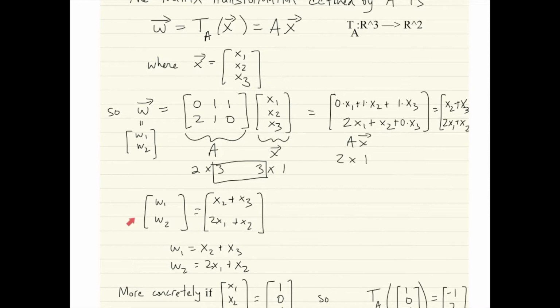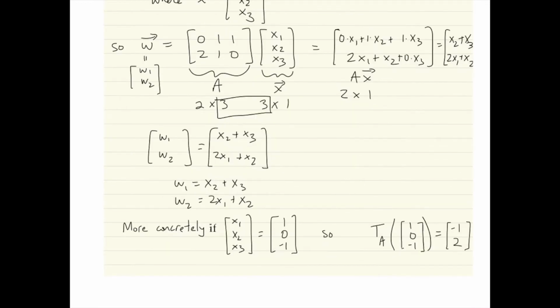And so this 2 by 1 matrix, column vector W1, W2, equals this 2 by 1 matrix. In other words, W1 equals x2 plus x3, W2 equals 2x1 plus x2. So that's what our transformation T sub A can also be written as, this collection of information. And let's actually plug in some numbers to see what's happening.